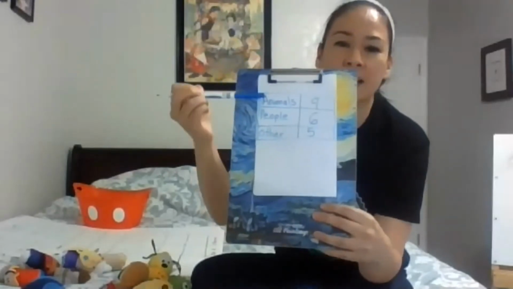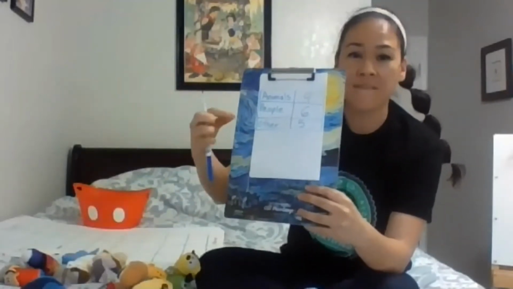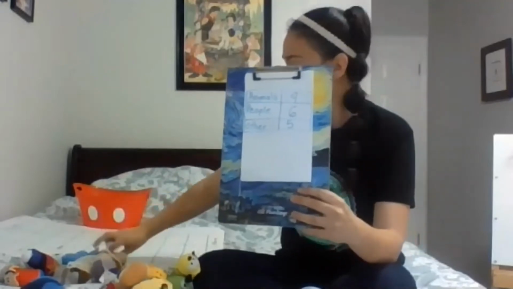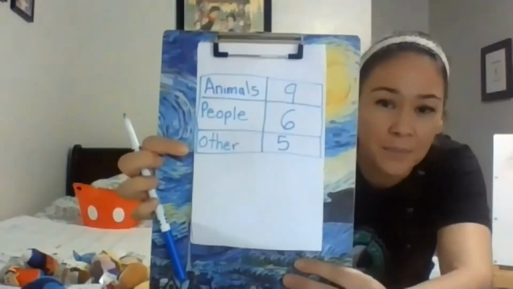And I was thinking, I wonder how many of each I have, so I'm trying to organize my information. That's what data is. See my table? I counted how many animals I have of sum-sums, and I had 9. And then I counted the people. There were 6. And then other things like Yoda and Mrs. Potts. I had 5 of those. Do you see my table?